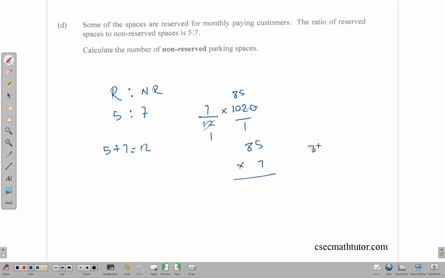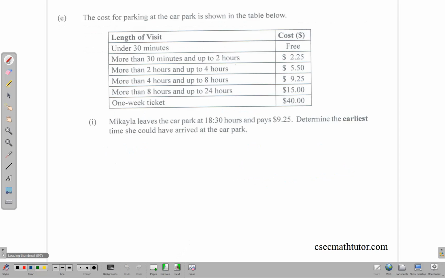7 times 5 is 35. So we write 5 and carry 3. 7 times 8 is 56. 56 plus 3 gives us 59. And so these are the number of spaces that are not reserved, or non-reserved. All right, so we are finished with that part. Moving on to the other part.